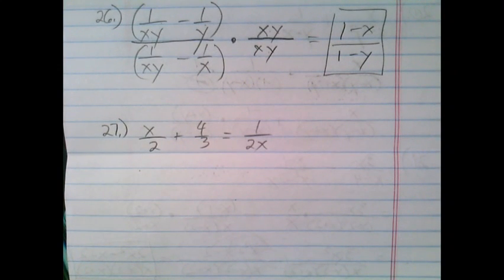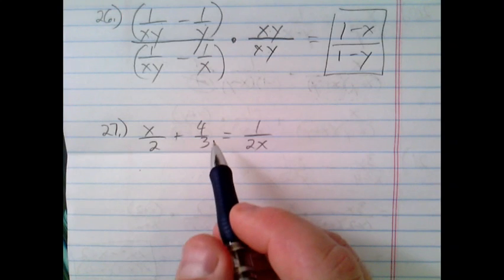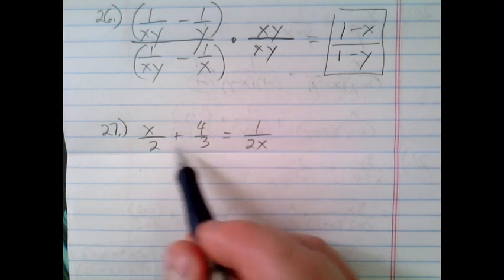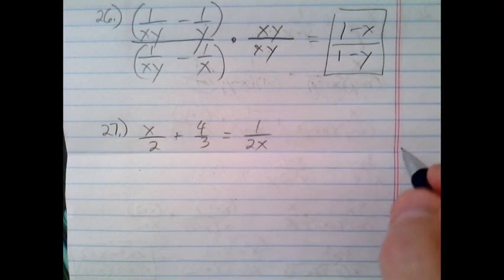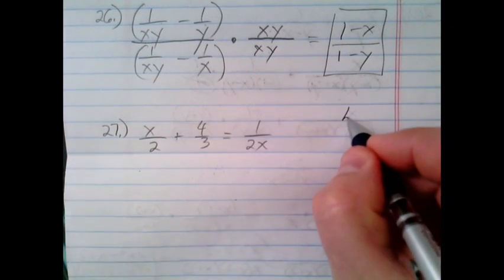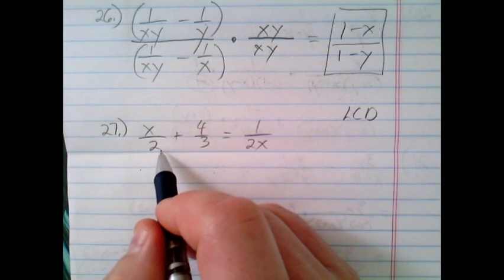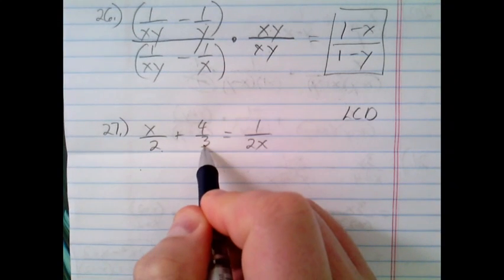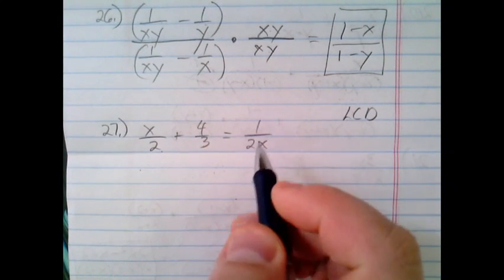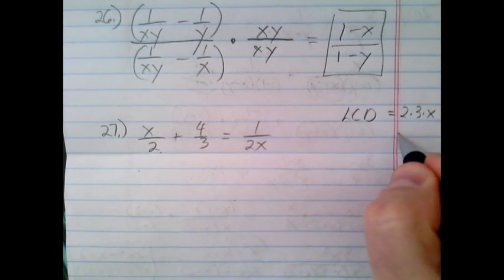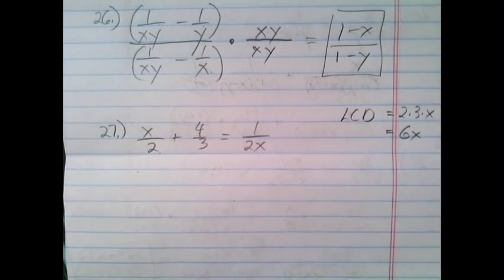Alright, now anytime you're solving a fraction, or an equation that has fractions within it, you want to identify a common denominator. Okay, so again I'm going to look for an LCD. My LCD needs to have a 2, it needs to have a 3, but it also needs to have an x. So 2 times 3 times x, or 6x.